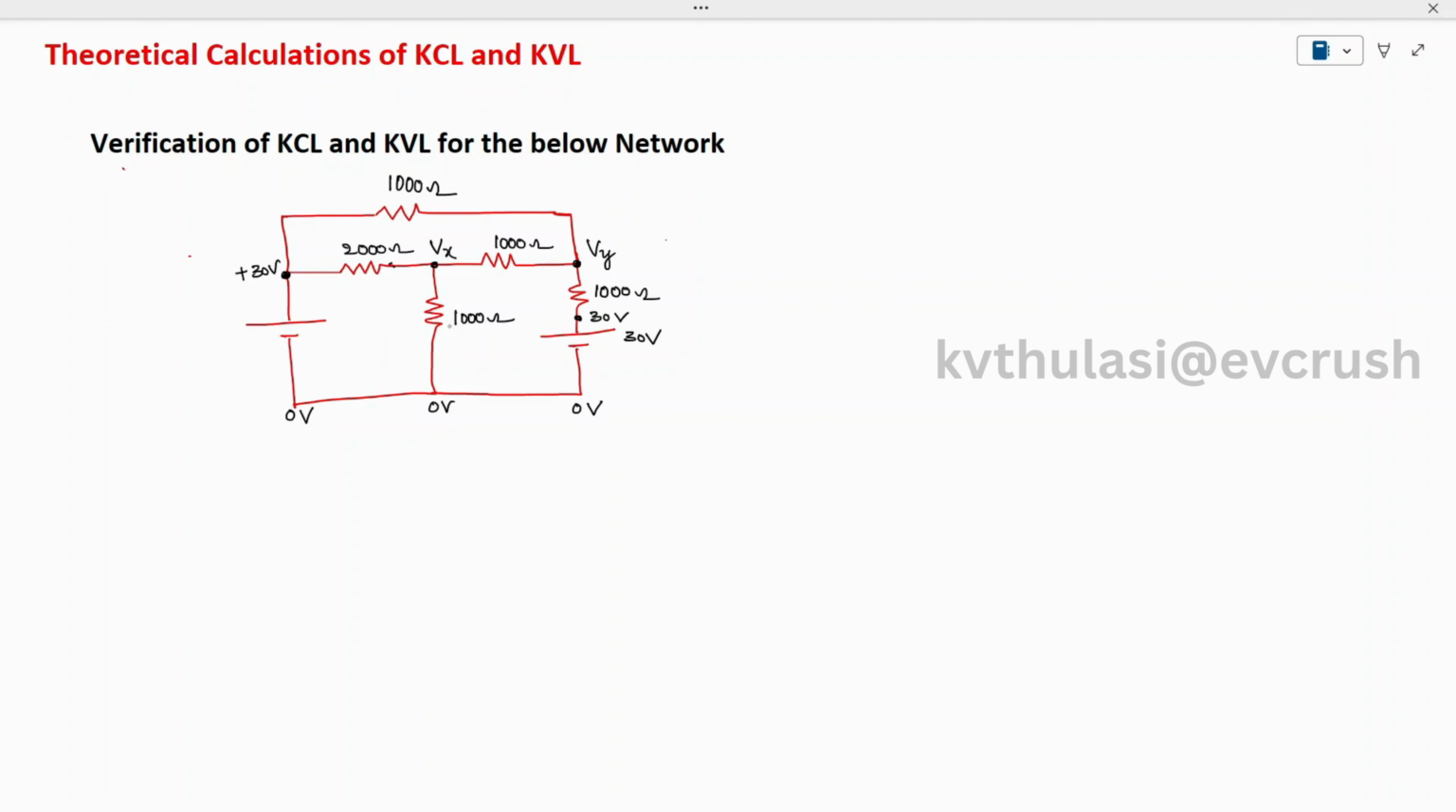I am assuming the current flows from high potential to low potential, and I am marking this current as some I1 current, this current as some I2 current, and this current as some I3. Coming to this node, I am marking this current as some I4 current, this current as I5 current, and this current as I6 current. So these six currents will be existing at two nodes. We need to add these currents and make it 0.